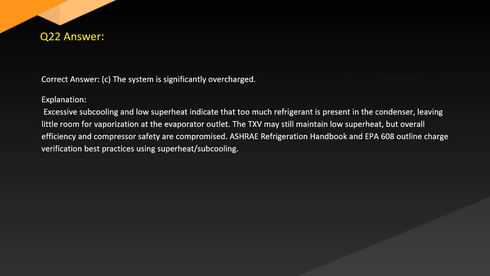Answer. Correct answer: C. The system is significantly overcharged. Explanation. Excessive subcooling and low superheat indicate that too much refrigerant is present in the condenser, leaving little room for vaporization at the evaporator outlet. The TXV may still maintain low superheat, but overall efficiency and compressor safety are compromised. ASHRAE Refrigeration Handbook and EPA 608 outline charge verification best practices using superheat and subcooling.